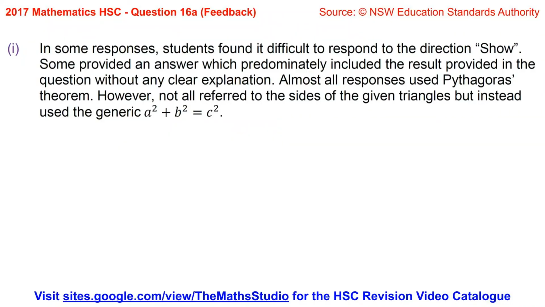The following is the feedback from the Marking Centre for question 16a. For part 1, in some responses, students found it difficult to respond to the direction "show". Some provided an answer which predominantly included the result provided in the question without any clear explanation. Almost all responses used Pythagoras' theorem. However, not all referred to the sides of the given triangles, but instead used the generic a squared plus b squared equals c squared.